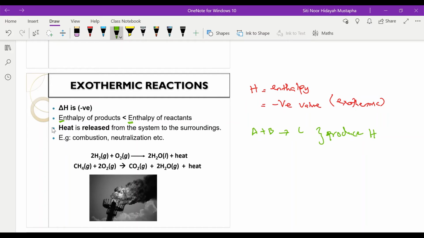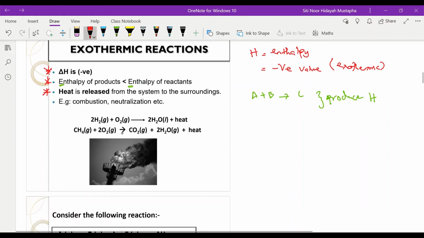So you can see from here, an exothermic reaction has a negative enthalpy value, which means the enthalpy of products is lower than the enthalpy of reactants. Okay, so heat is released from the system to the surroundings. Examples are combustion and neutralization. So these are three key points you have to remember. The first one, when we talk about exothermic, delta H must be negative, and the heat must be released. When the enthalpy is negative, it means the enthalpy of products is lower than reactants.